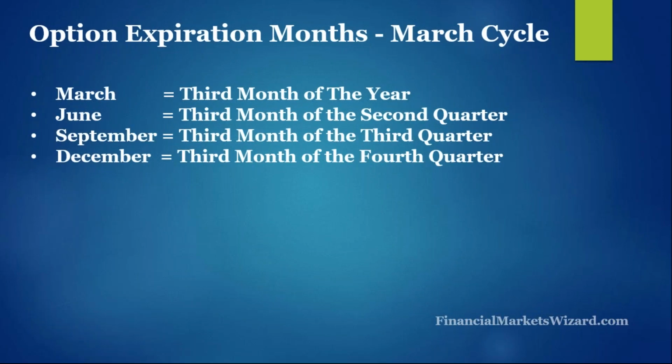If the stock is assigned to the March cycle, then because March is the third month of the year, the third month of the second quarter is June, so June will be assigned. September is the third month of the third quarter, that will be assigned, and December is the third month of the fourth quarter, that will be assigned. So these 4 months will be assigned to the March cycle stock. So far clear? January, February, March cycle.